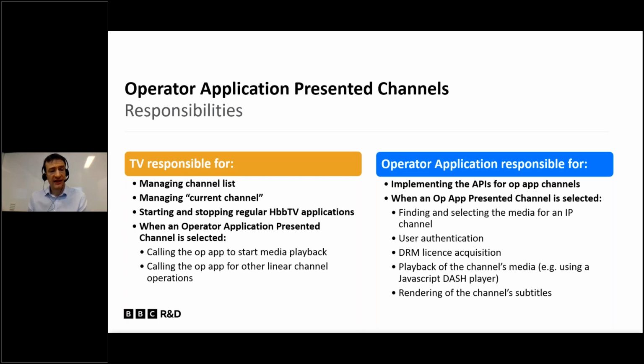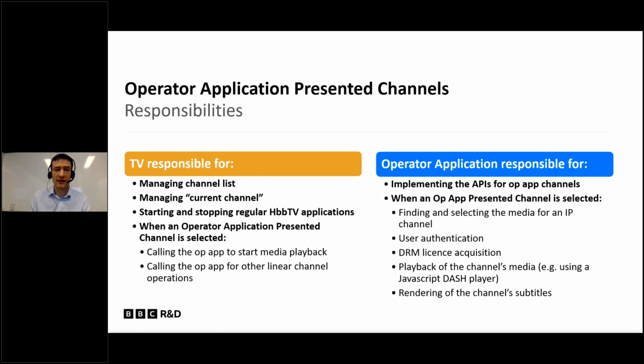But when an operator application presented channel is selected from that channel list, then the TV calls up to the OpApp to play the media for that channel, and the OpApp then handles all of the other requests to change audio tracks or whatever. So what does that leave the operator app responsible for? Well, it has to implement the API to allow that control to happen.